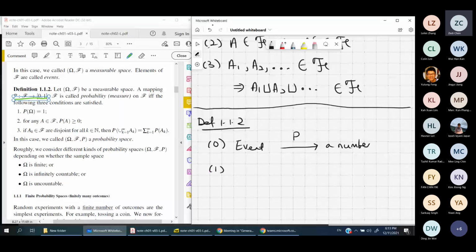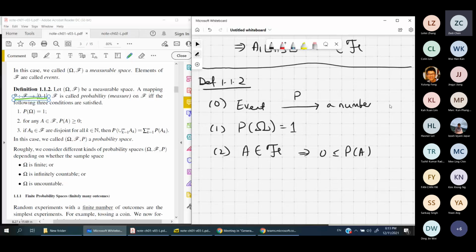And secondly, P of omega must be equal to 1. And number 2, secondly, for any event A, the probability must always be greater than or equal to 0. I prefer putting it this way, so that means the probability cannot be a negative number.